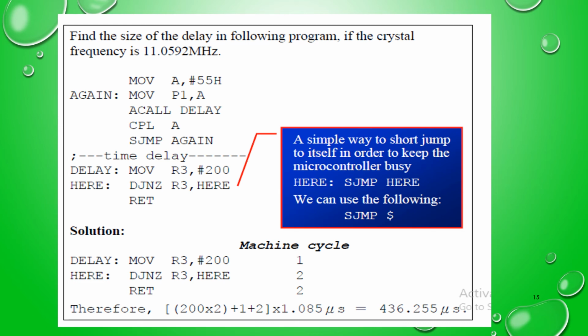200 into 2 internally, plus 1 plus 2, multiplied by 1 into 0.85. So the resultant will be approximately 436.255. This is one small example I have taken so that you can see the time delay we have calculated. The R3 register can take 255 maximum, not more than that. So I have taken a small count, and it is going to repeat. The total delay will be approximately 436.255 microseconds, so that the blinking will be visible.